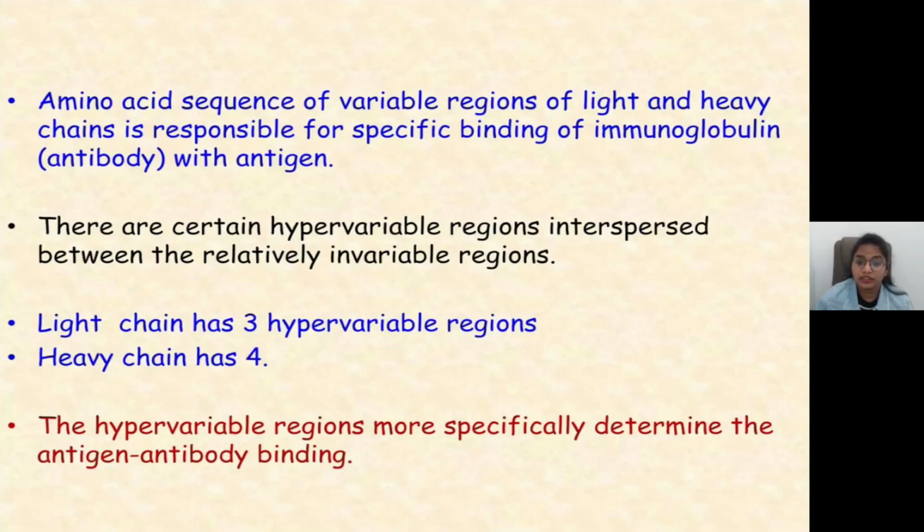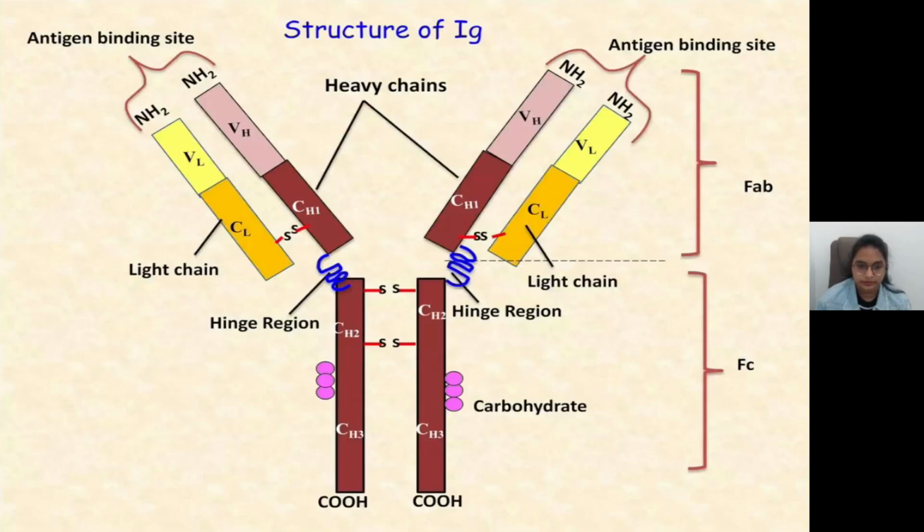There are certain hypervariable regions at the interface between the relatively invariable regions, right? The light chain has 3 hypervariable regions, and the heavy chain has 4 hypervariable regions, right? The hypervariable regions more specifically determine the antigen-antibody binding, right?